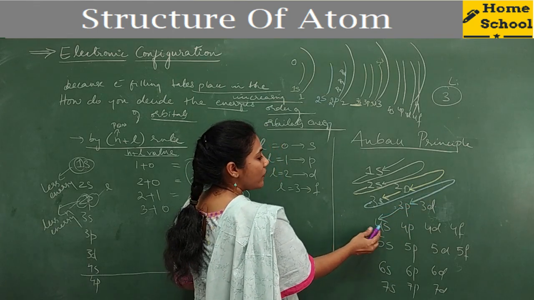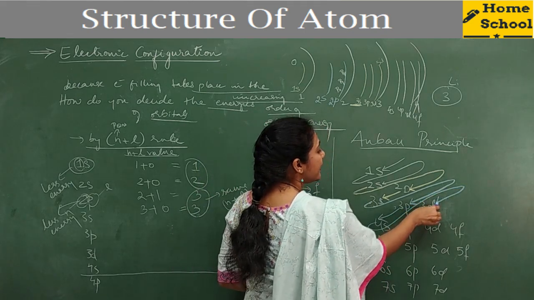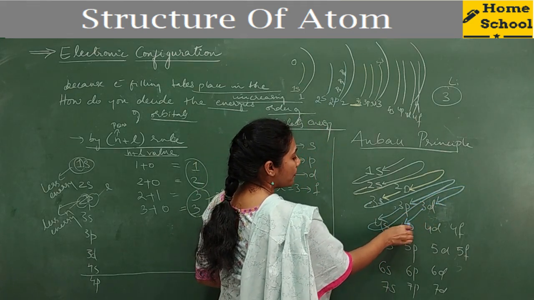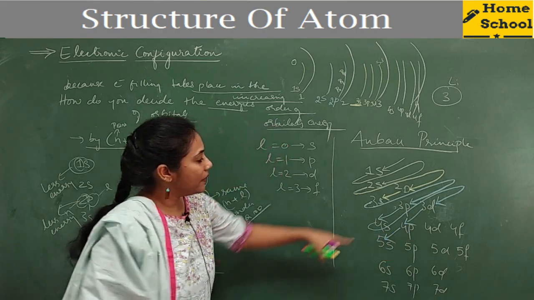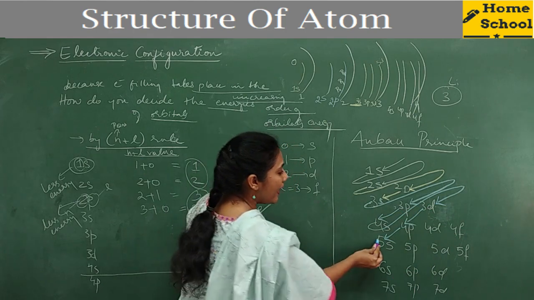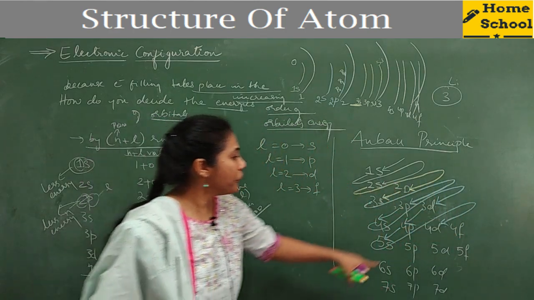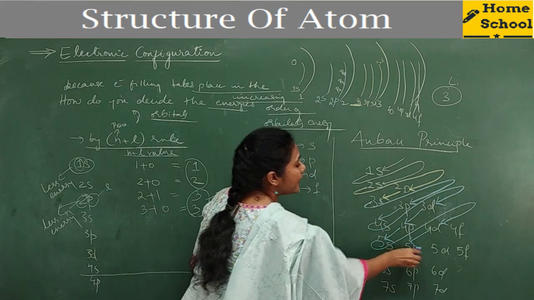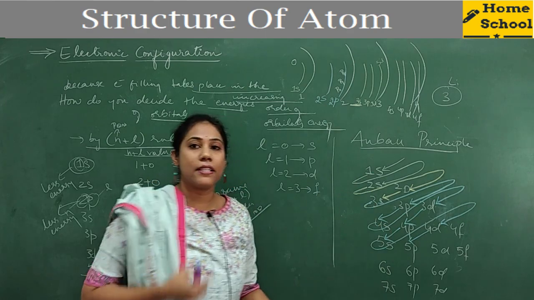After 3p, 4s will get filled up. Clear? And after that, your 3d will get filled up, later 4p will get filled up, okay, later 5s will get filled up, like this it goes on. Okay, after this again it goes on, later 4d will get filled up, and after that 5p will get filled up. This is what we call the Aufbau principle.